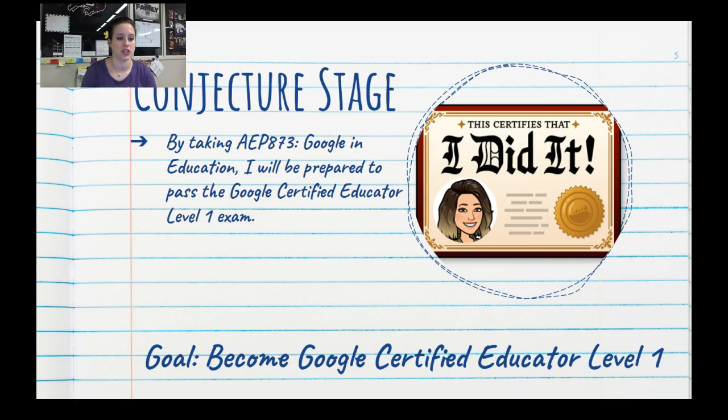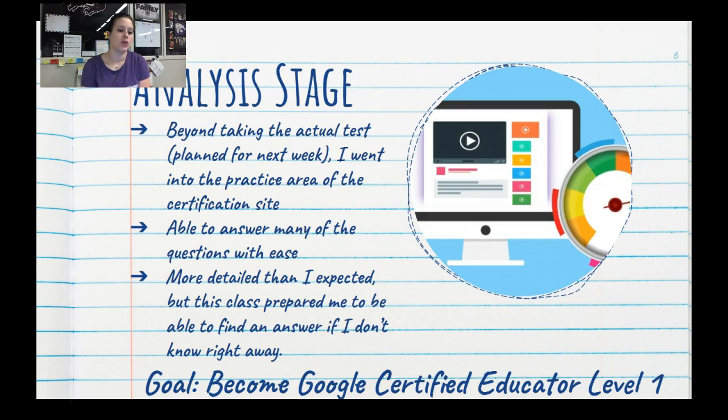So the conjecture stage: by taking AEP873, Google and Education, I will be prepared to pass the Google Certified Educator Level 1 exam. That was a statement made in our syllabus, and it's a statement that I firmly believe can and will happen because of this class. So beyond taking the actual test, which I have planned for the next week or so, like I said earlier, I went into the practice area of the certification site, and I was able to answer many of the questions with ease. The test is a little bit more detailed than I expected, but because of this class, it's able to prepare me to find that answer. Or if I don't know an answer, I know where to go look for it.